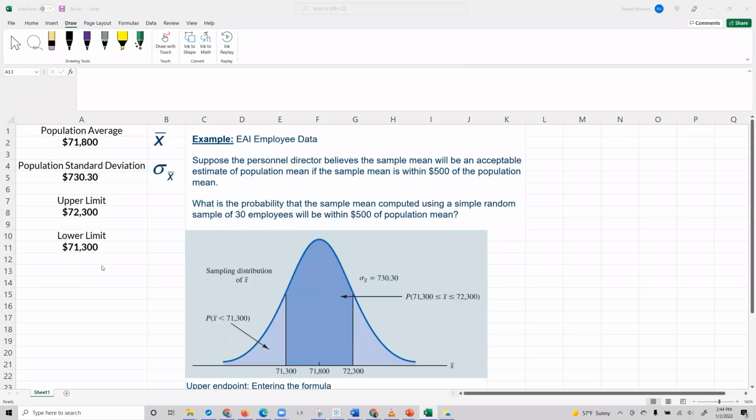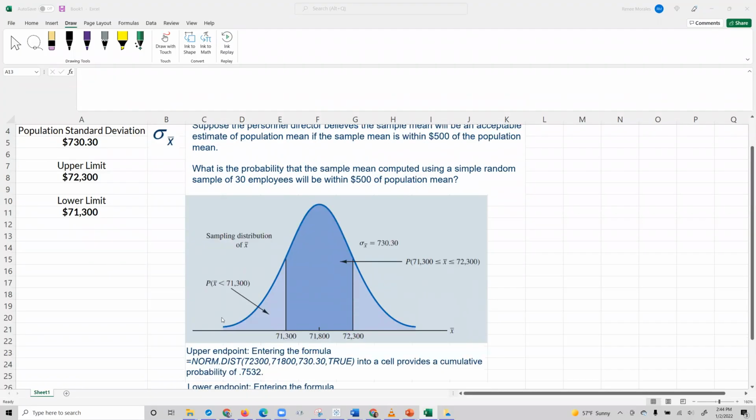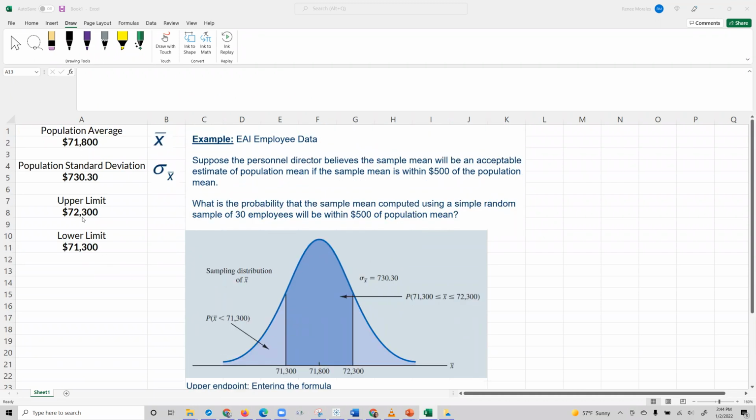Okay, so what I'm going to do is use my Norm.Dist function, and I'm going to start with the upper value. So this is the population average plus 500, the 72,300. Basically what I'm saying is I want to find the probability under the curve if I start from my left-hand side, coming here from the left, and I want to find the probability under the curve up to this value. So now I'm going to calculate that using my Norm.Dist function.